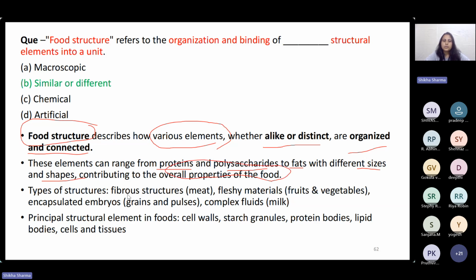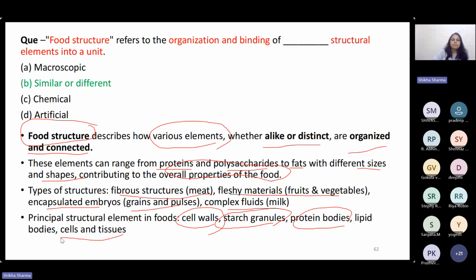The types of structures can be fibrous, as in meat; fleshy materials like fruits and vegetables; encapsulated embryos like grains and pulses; and complex fluids like milk. The principal structural elements naturally present in food products are cell walls, starch granules, protein bodies, lipid bodies, cells, and tissues.